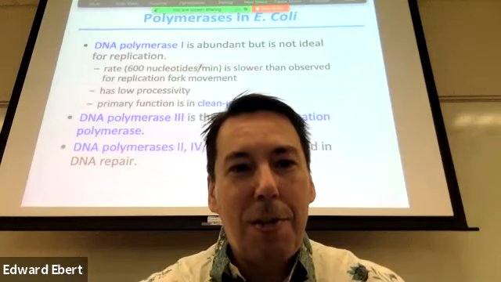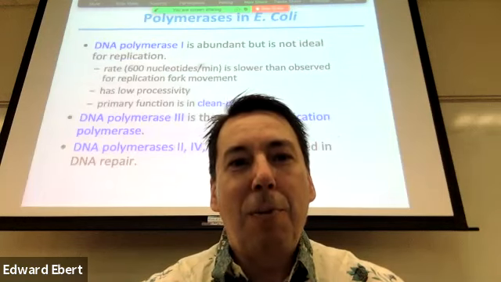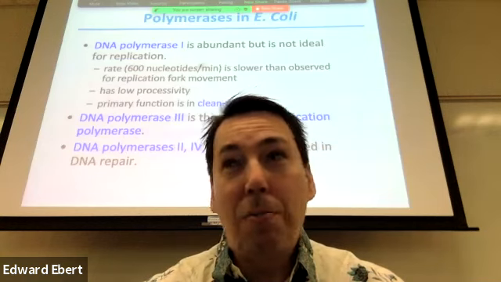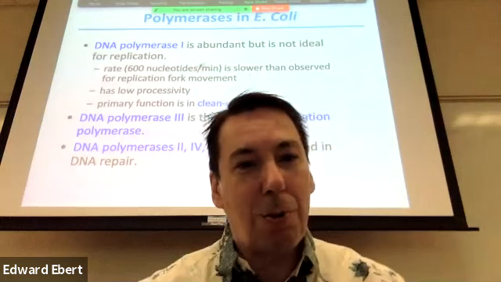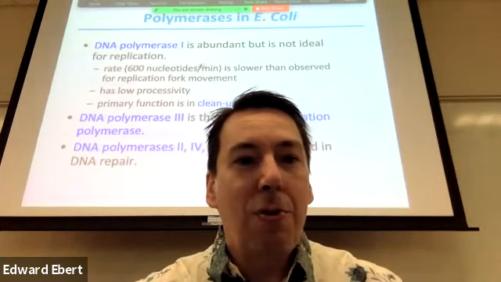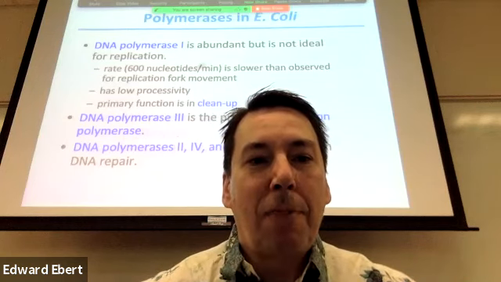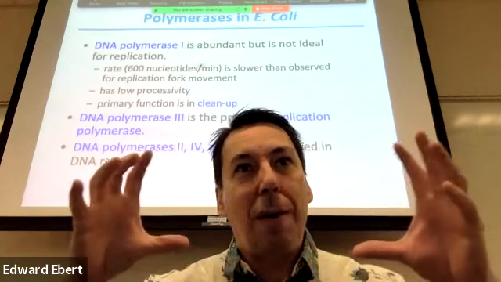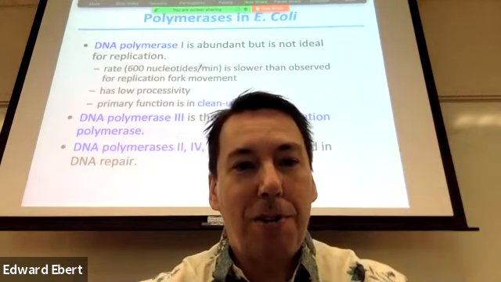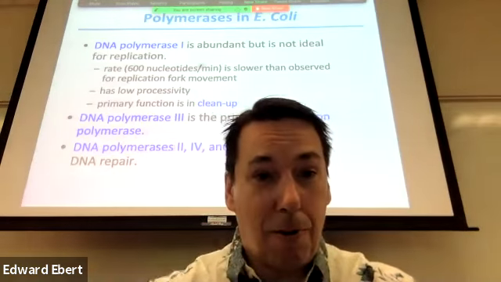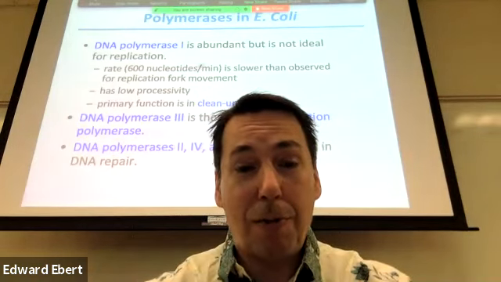Okay. So I mentioned there are at least 5 DNA polymerases in E. coli. DNA polymerase 1 is abundant. There's a whole bunch of it, but it's not the major one. It's just the first one that was found. It will read about 600 nucleotides per minute. So that is too slow for that replication fork because we actually time that replication fork and see it go faster than that. It has very low processivity. It doesn't go along there very far. So it's often used primarily for cleanup.